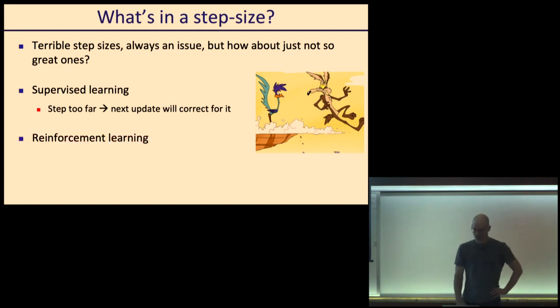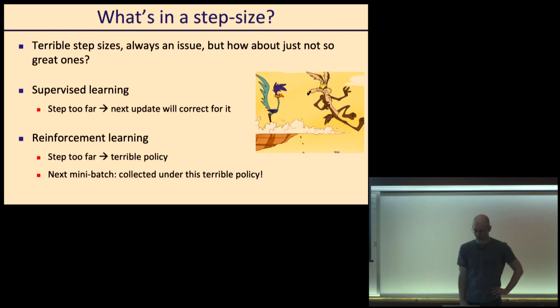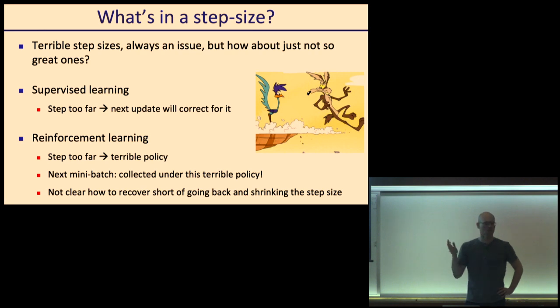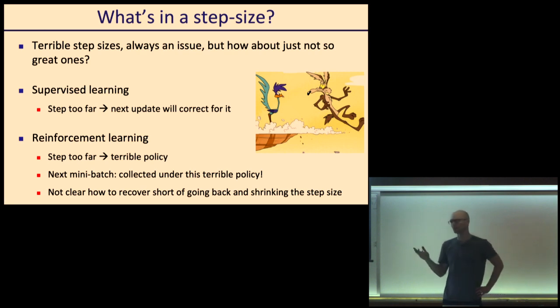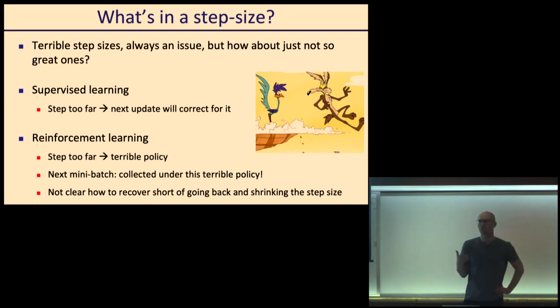In reinforcement learning, what happens? You step too far, you have a terrible policy. There's no data waiting for you. That terrible policy is the thing that's going to collect the data that you're going to use for the next step. That next batch will be collected under this terrible policy, and it's not really clear how to recover, because that terrible policy might just get 0 reward, or a very negative reward, and not give you much signal in its rollouts. And so the only thing you can do then is just say, hey, maybe go back to what I had before or shrink my step size and hope that this time it'll work better. So there's no automatic self-correction happening in RL, because you collect the data under the policy that you're learning.